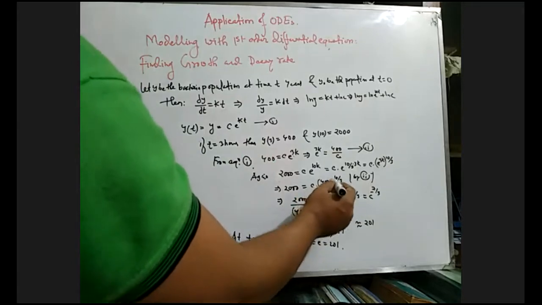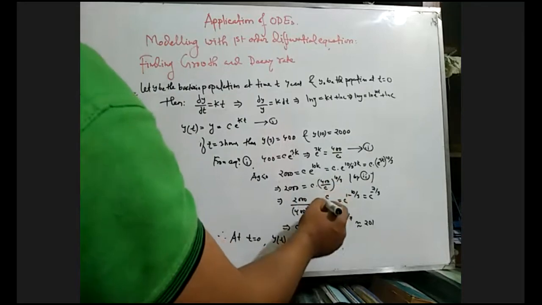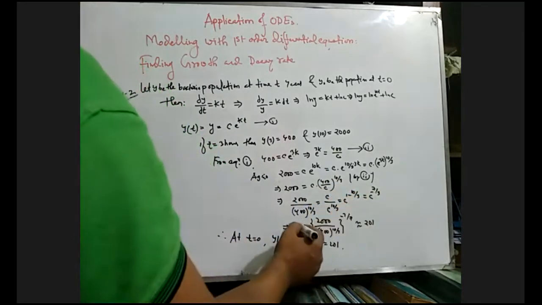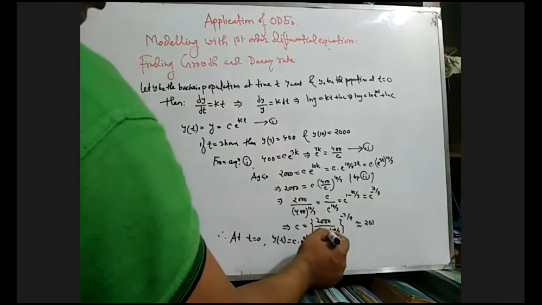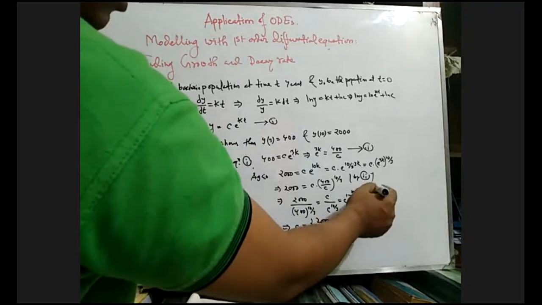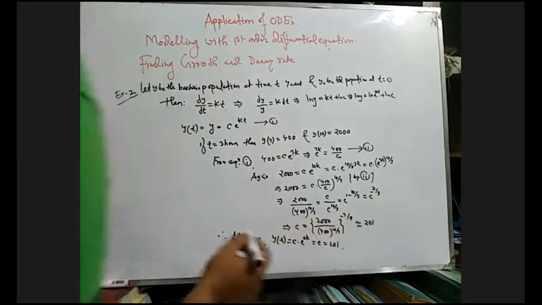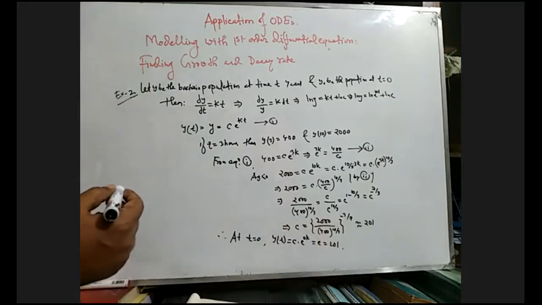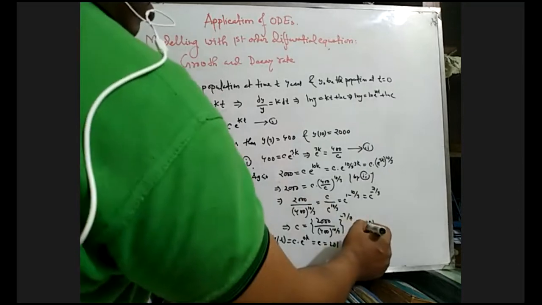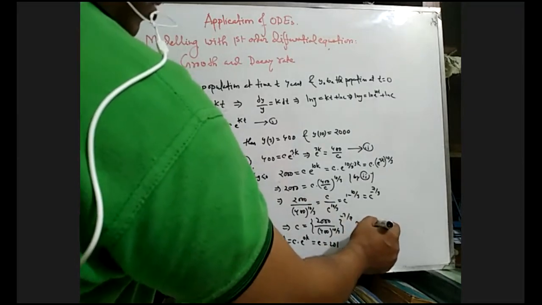Now we can solve this only for c. So c value will be like this, c to the power minus 7 by 3, so c equals 2000 divided by 400 to the power 10 by 3. The power will be the inverse of this, that means minus 3 by 7. It can be calculated using a scientific calculator. Using the scientific calculator, we get approximately 201 bacteria.